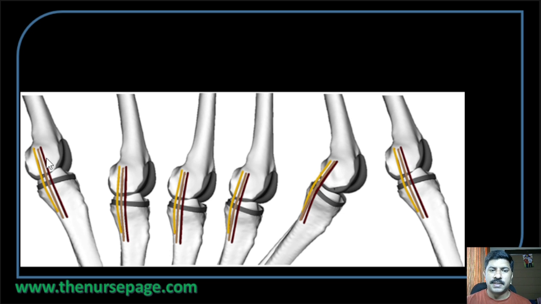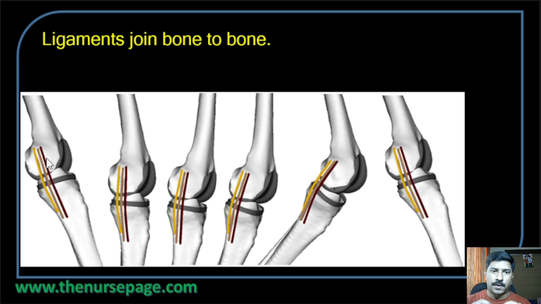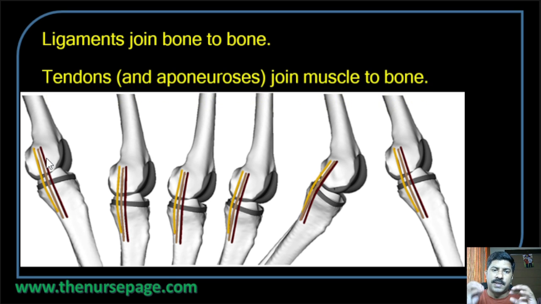So the femur and tibia are held together by these ligaments, or anywhere the bones are held together by ligaments. Ligaments join bone to bone. That is important. Bone to muscle is joined by tendons. Ligaments help to bind bone to bone.